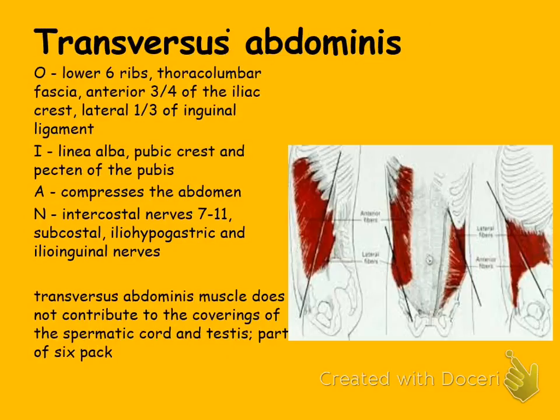Transverse abdominis lies underneath the rest of these. It originates on the lower 6 ribs, the thoracolumbar fascia, anterior 3/4 of the iliac crest, and lateral 1/3 of the inguinal ligament, which goes down throughout the body. It inserts in the linea alba and the pubic crest, and it compresses the abdomen. Part of your 6-pack. It helps with the 6-pack muscles also, along with the rectus abdominis.